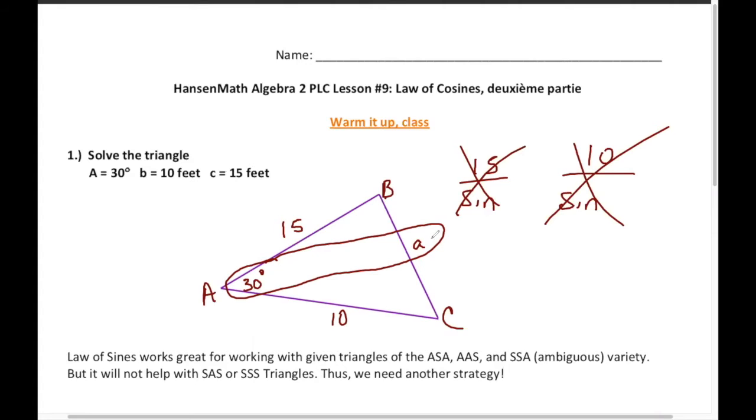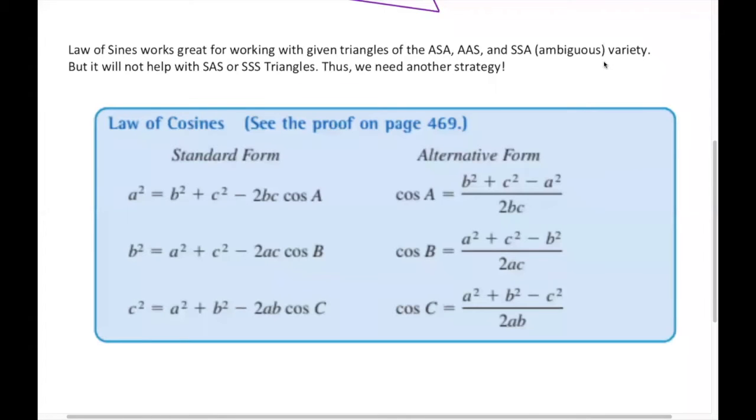We need another strategy. That strategy, my friends, is going to be the law of cosines. Law of cosines is useful when your triangle gives you from the start a side, an included angle, and a side, or all three side measures and no information on the angles.